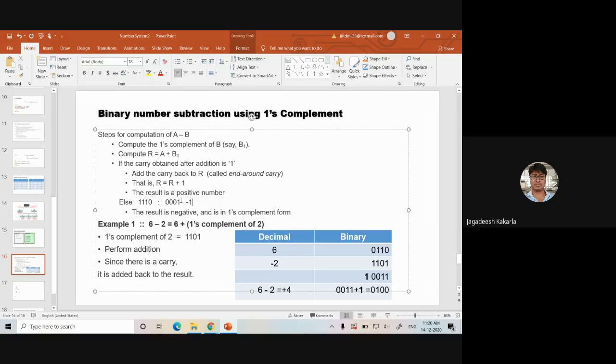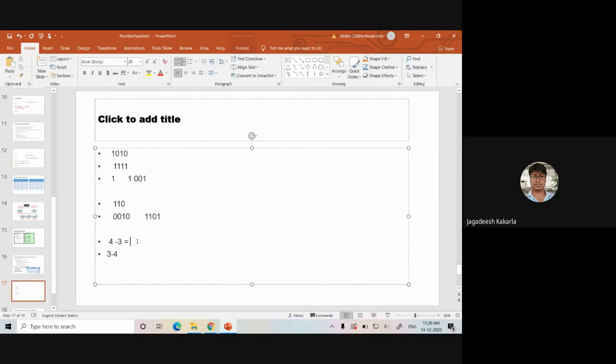See, when you are performing A plus B's 1's complement, you will get the end carry as 1 or the end carry as 0. If you get the end carry as 1, that 1 you need to add to the LSB, and whatever result you got is a positive number. If you get the end carry as 0, whatever result you got, you convert again into 1's complement, and add a negative sign in front of it. Is it clear? How many members have understood this point?